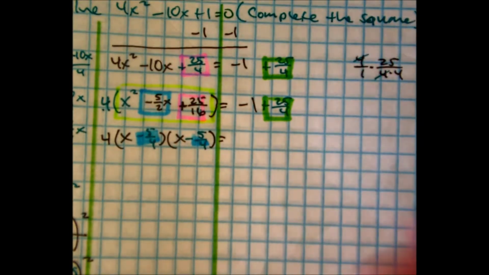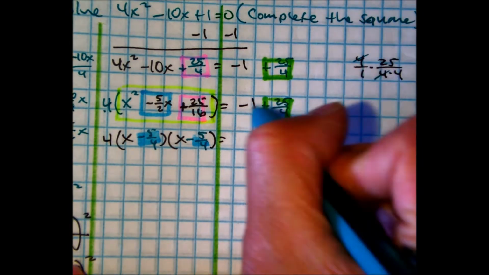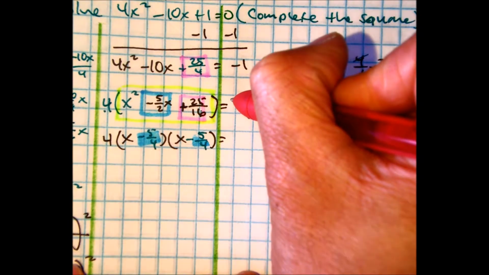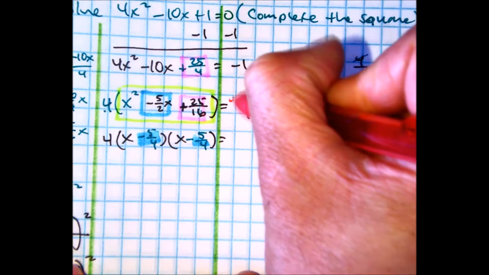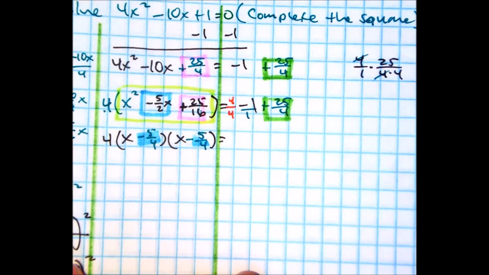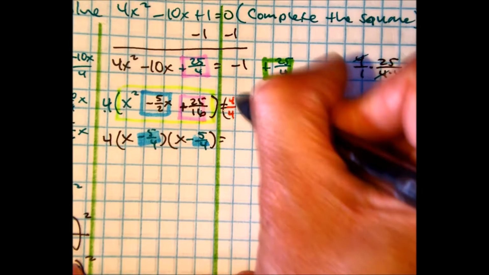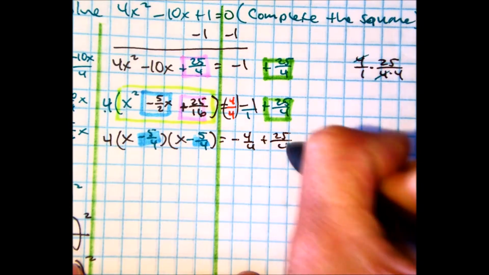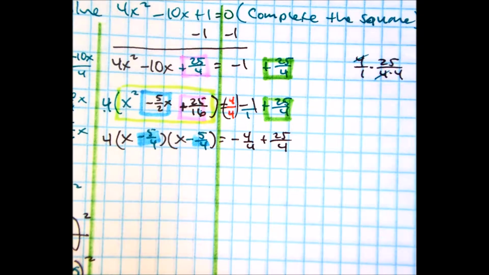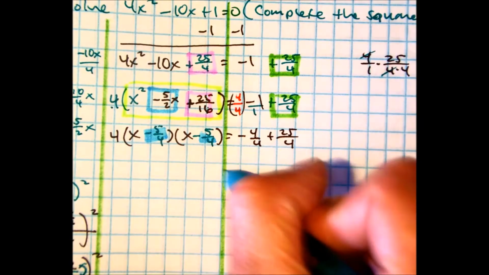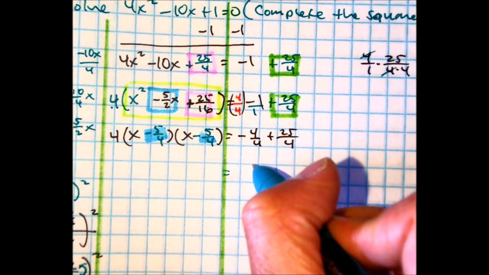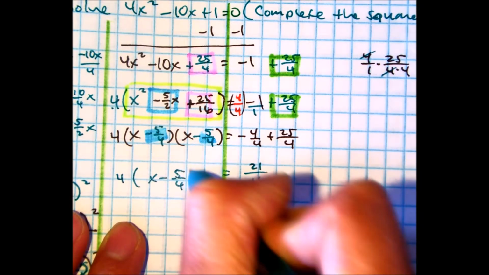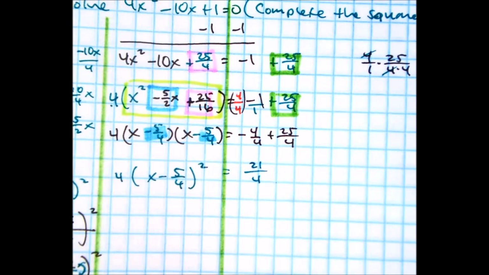Okay, over here. Put it together. How do you make negative 1 a fraction? I need a common denominator of 4, so I'm going to have to multiply by what? 4 over 4. This becomes negative 4 over 4 plus 25 over 4. Class, negative 4 plus 25. 21. So I have 4 times x minus 5 over 4 squared equals 21 over 4. Divide by 4.